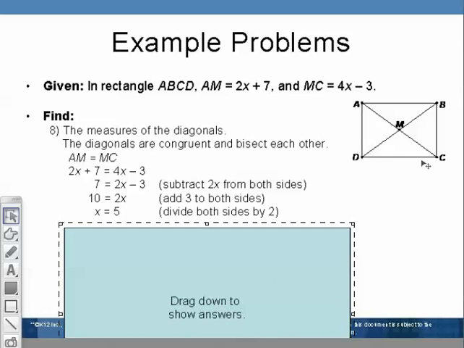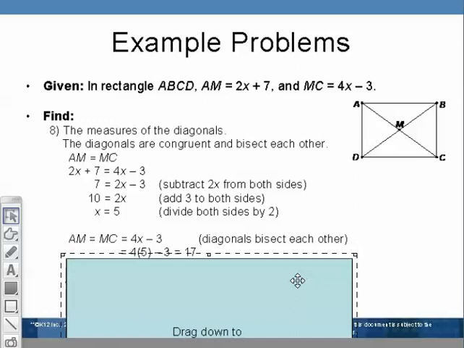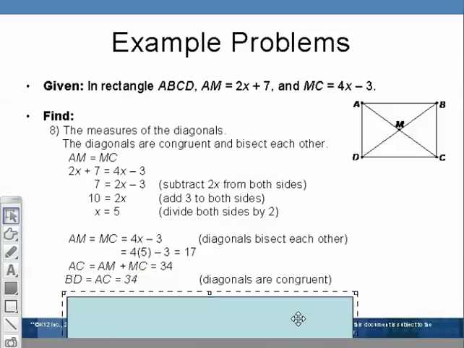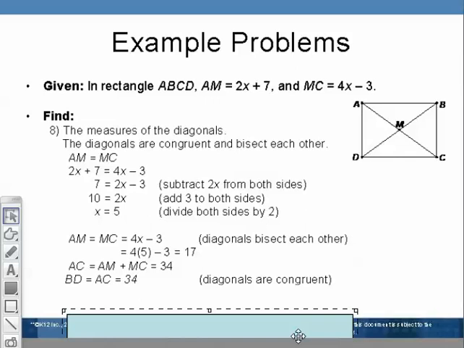So now that I know what x is, I can figure out what the length of each one of those bisected diagonals are. 2 times 5 is 10, plus 7 is 17. 4 times 5 is 20, minus 3 is 17. So they're both 17. So when I add those together, that diagonal AC is going to be 17 plus 17, or 34. And when I know that one of them is 34, we know the other diagonal will be 34 as well. That's what we know about a rectangle.